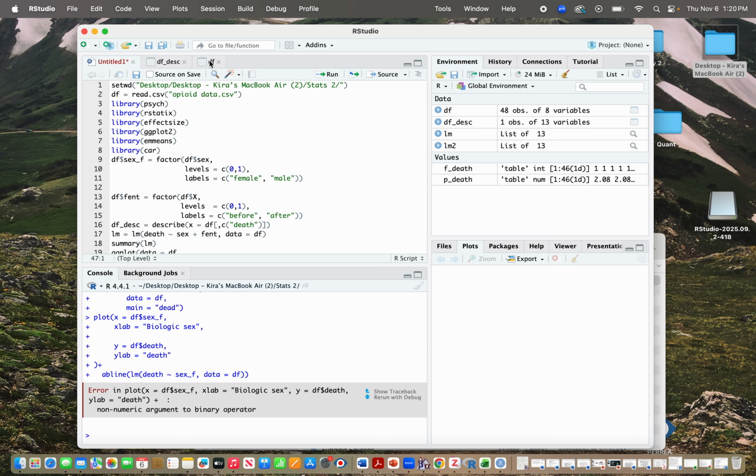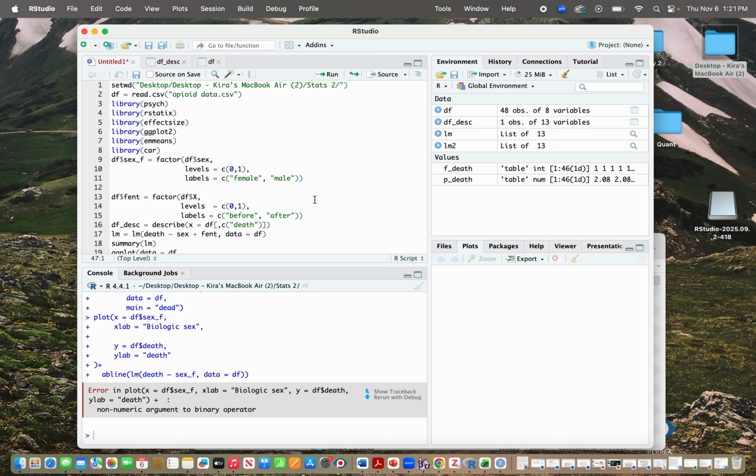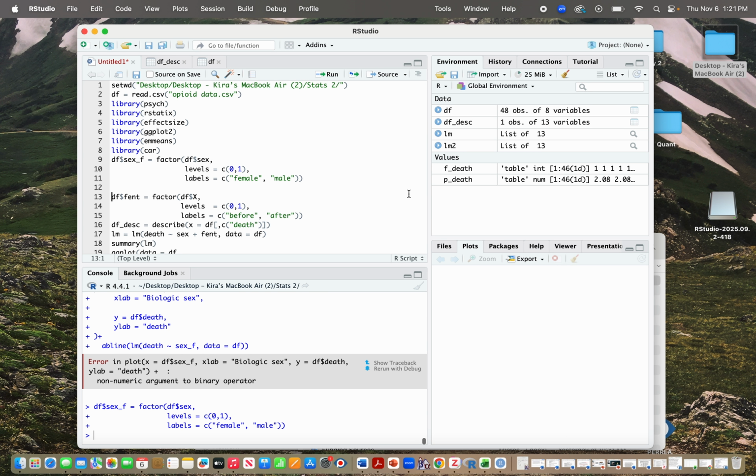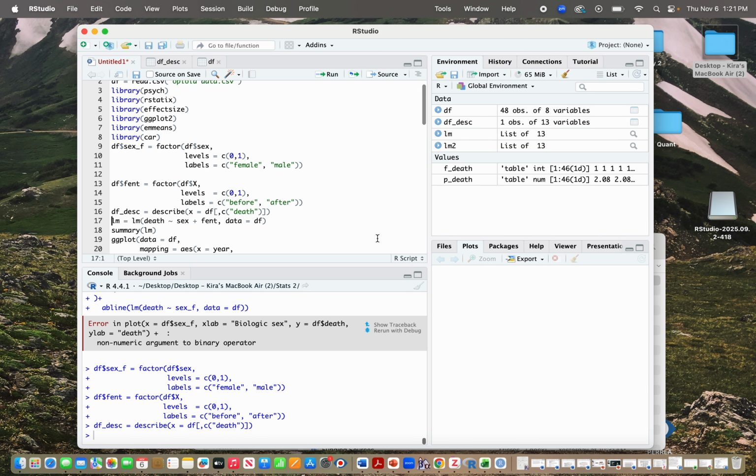So what the data frame looks like is just numbers, basically the same thing that you would have in your CSV file. So you have to kind of tell it what to do. And you do that by creating factors so that it knows what you're talking about when you write the code. So I made a bunch of factors. And then I ran the descriptive statistics.